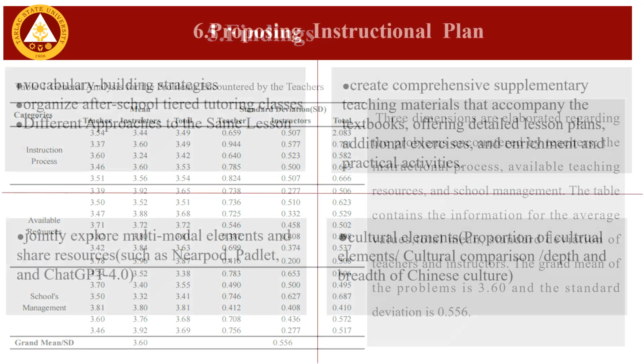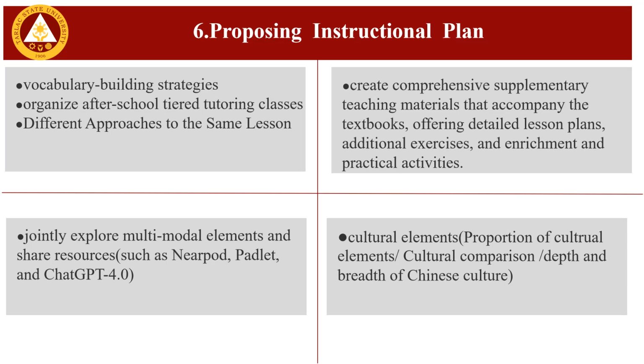0.556. Next part is about the proposed instructional plan, such as vocabulary building approaches, organizing after-school tutoring classes, different approaches to the same lesson, and exploring multimodal elements in shared resources. Create comprehensive supplementary teaching materials that accompany the textbooks, offering detailed lesson plans, additional exercises and enrichment, and practical activities. Cultural elements, such as increasing the proportion of cultural elements, cultural comparisons, and the depth and breadth of Chinese culture.